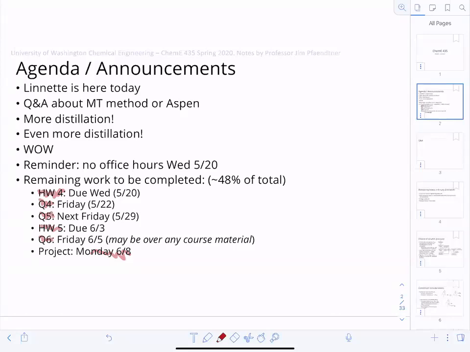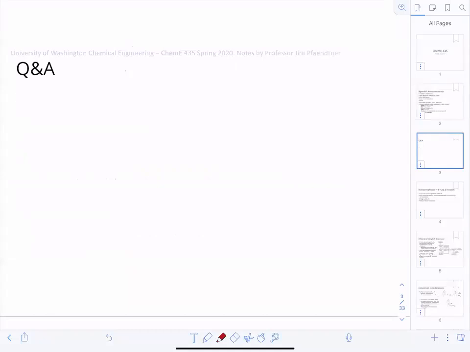Okay, so I saw already one question come in. I'll answer that and then give you the time to ask any more. Somebody asks, for the McCabe-Thiele analysis, is it possible to use the given value of q to find the vapor fraction of the feed if you know the feed flow rate? So the answer is certainly yes, and I'll show you how to do that.